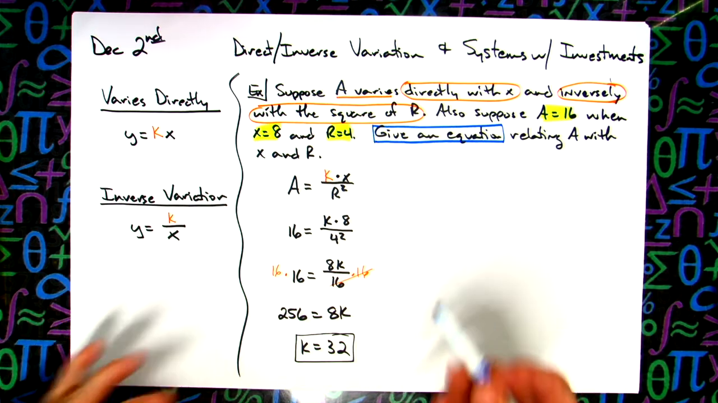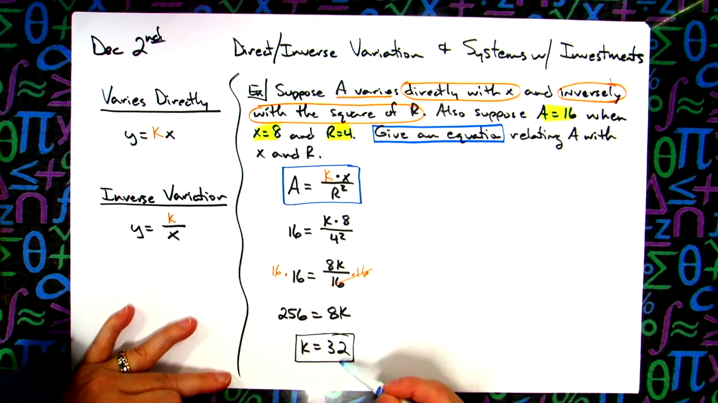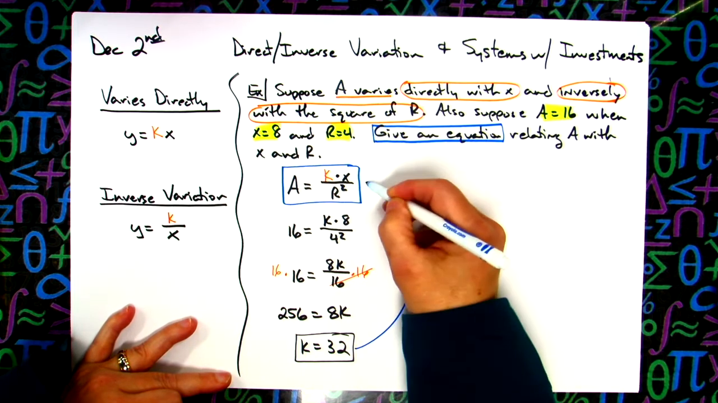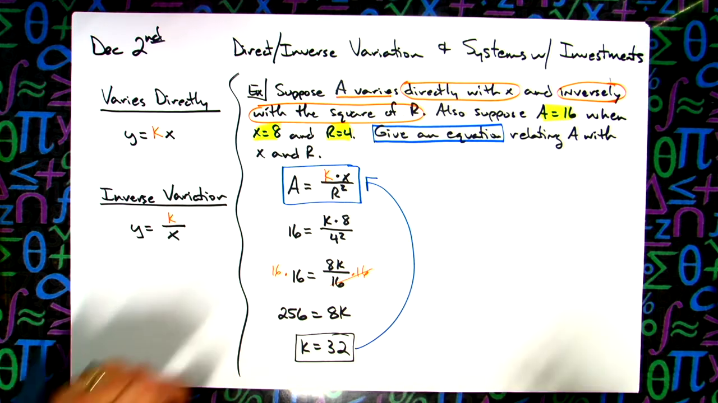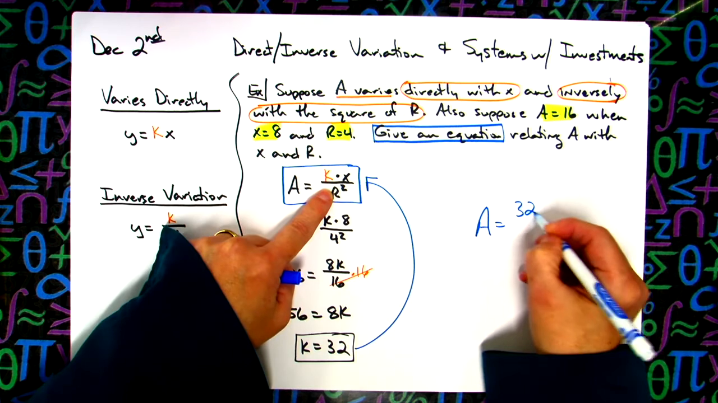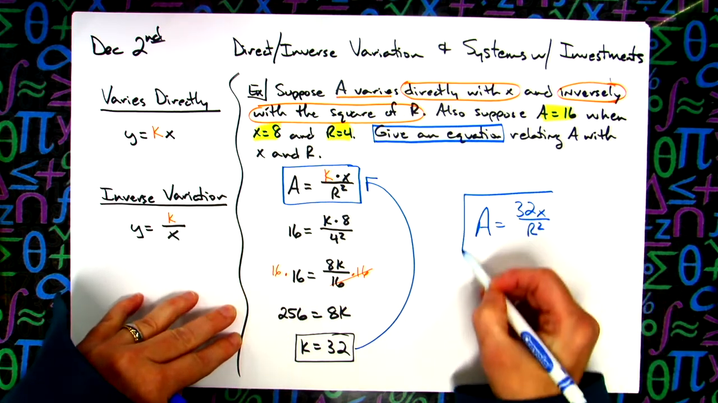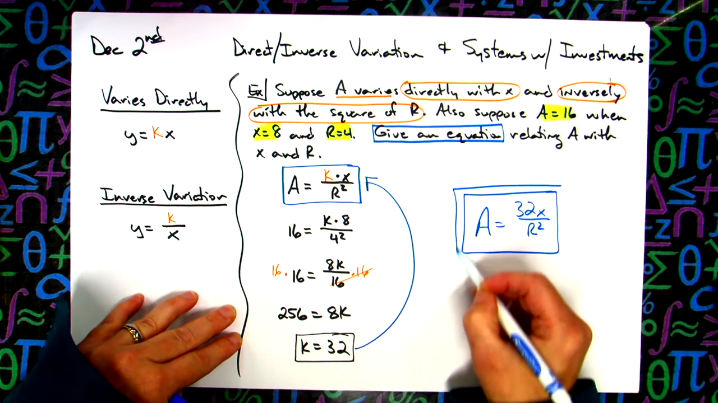All right, so I've already written the equation. My equation is right here. But now I know what k is, so I'm going to take k and put it back in there. Okay, so then my equation is a equals 32x over r squared. So really that's my final answer.